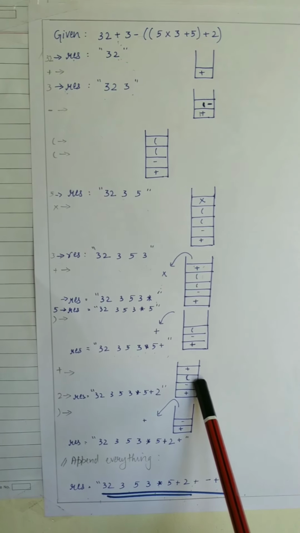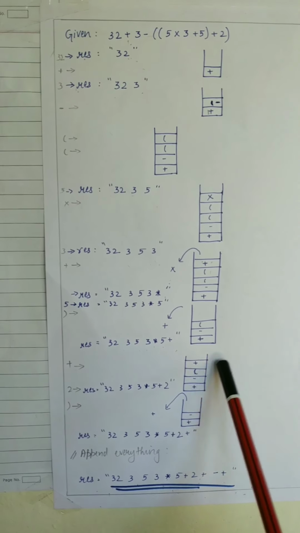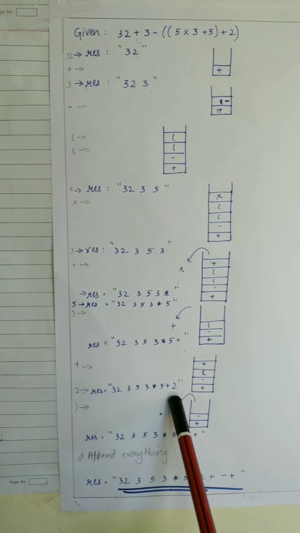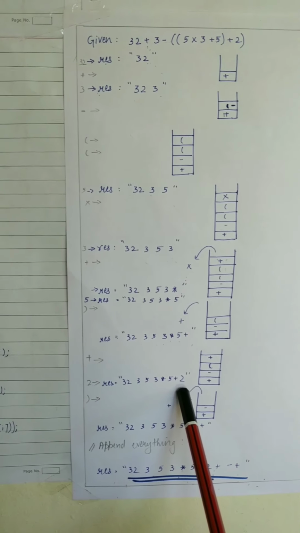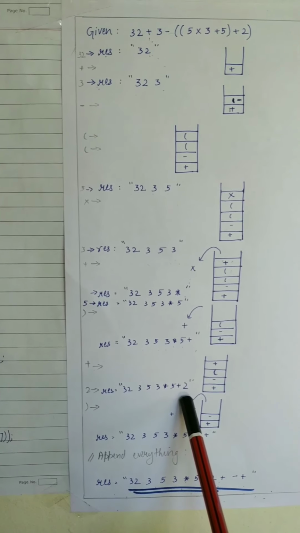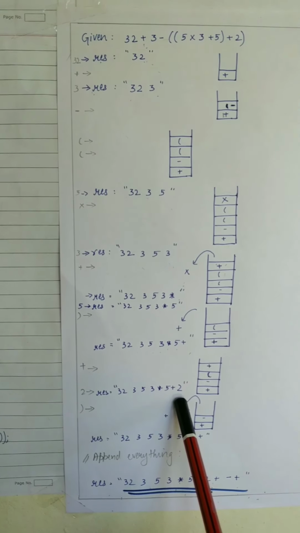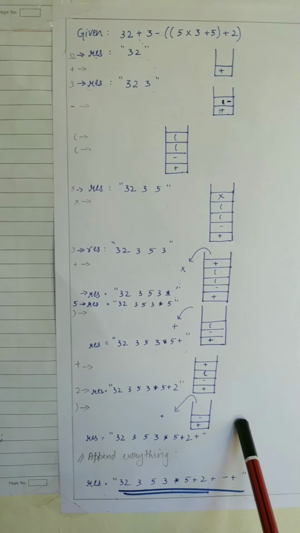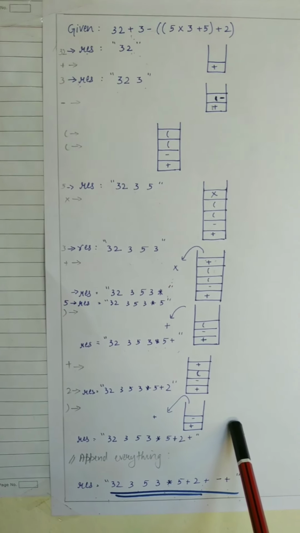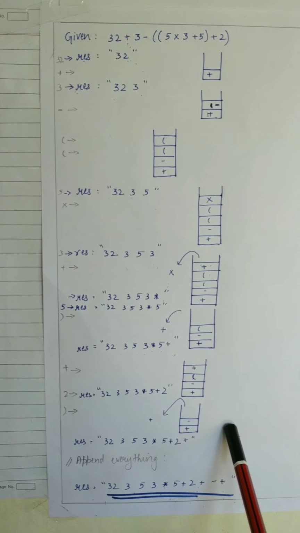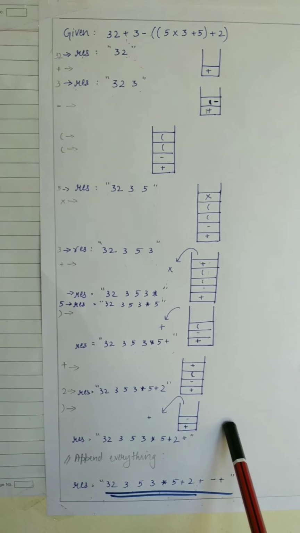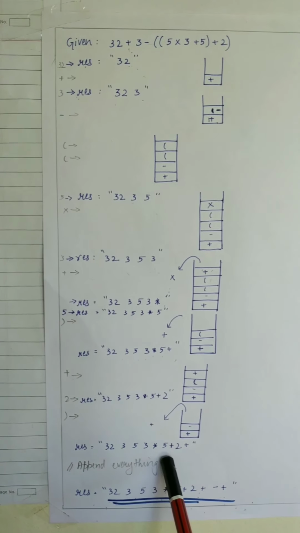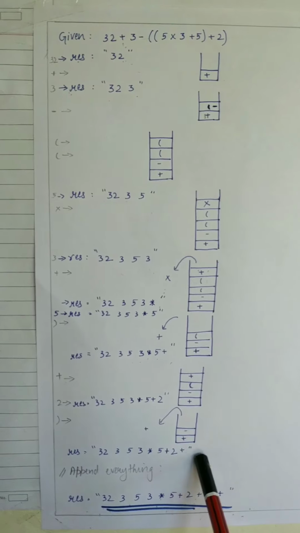The next element is a plus symbol. Since the peak of the stack is an open parenthesis, the plus symbol is simply pushed into the stack. Next is also a digit, so this digit gets appended to the result and it becomes 32353 into 5 plus 2. Next we can see that it is a closing parenthesis, so everything gets popped out of the stack and gets appended until we encounter an opening parenthesis. So now the result becomes 32353 star 5 plus 2 plus.